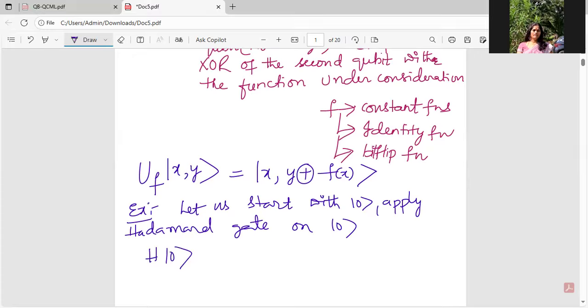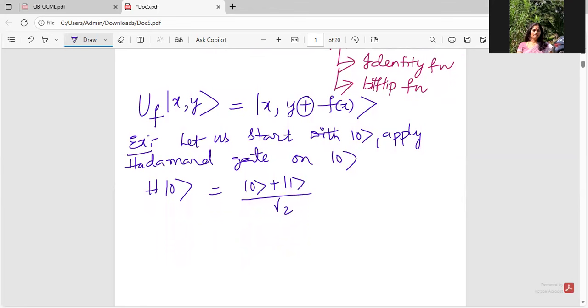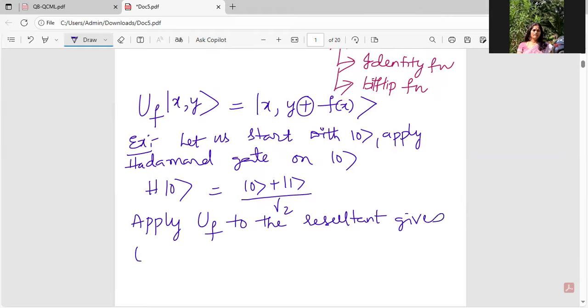What does it give me? Of course, I know what H of ket 0 and H of ket 1 give me. They are ket 0 plus ket 1 by root 2. H of ket 1 would be the similar term with a negative sign. Now if I apply unitary operator UF to the resultant, what happens? It gives UF of ket 0 plus ket 1 by root 2. So this would be something like 1 by root 2.